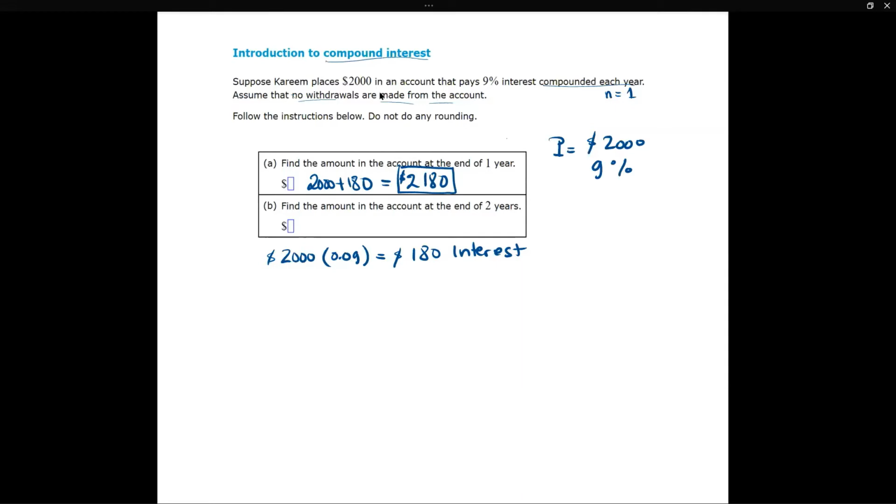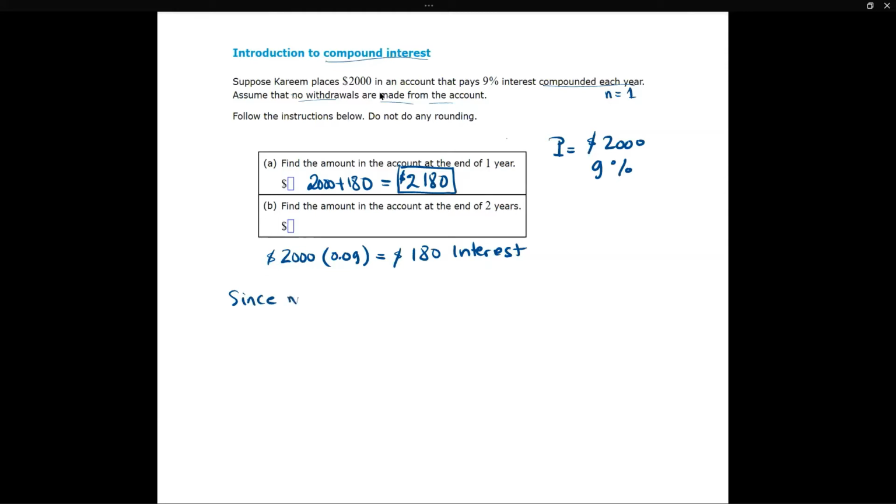Second question, find the amount in the account at the end of the second year. So this is really a good exercise to understand what it means to be compounded. Because if this is a simple interest, you will just use the PRT formula, principal times rate times T in years.